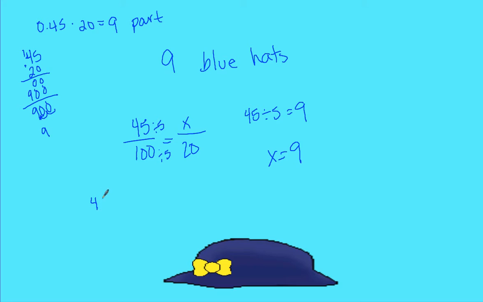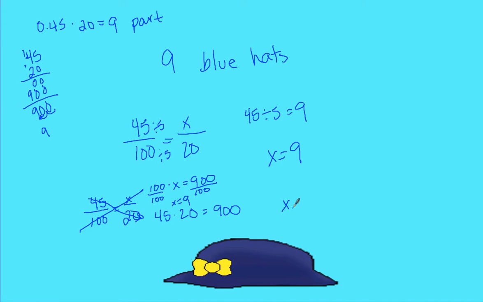I can also do cross multiplication. I know 45 times 20 is 900. So I know that 100 times x has to equal 900. If I divide both sides by 100, I know x is equal to 9. So no matter how I did this, I got the same answer of 9 blue hats.